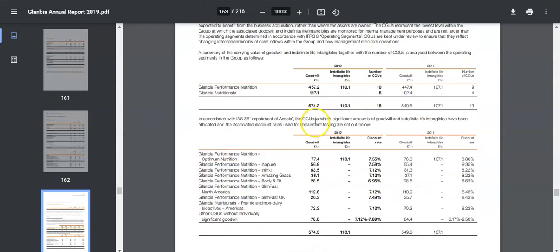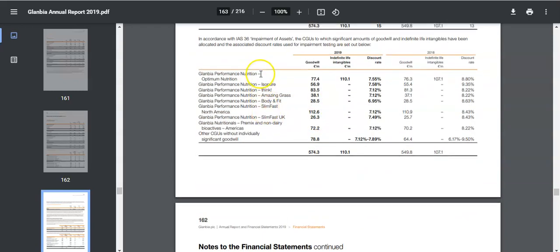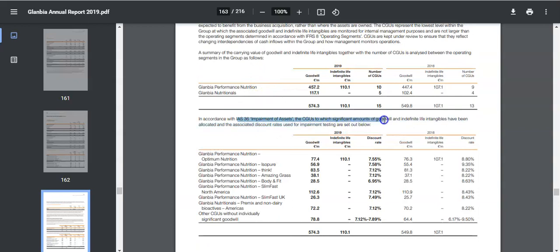You can see here all the cash generating units, the impairment test for goodwill. That's how much goodwill they have. And you can see these are all the cash generating units, which have significant amounts of goodwill. So Performance Nutrition, they own, for example, Isopure as a business, Body and Fit, Amazing Grass, and then you see SlimFast. SlimFast now has goodwill of 112 million in North America and 26 in the UK. So every time they buy a business, there's goodwill attached to it.